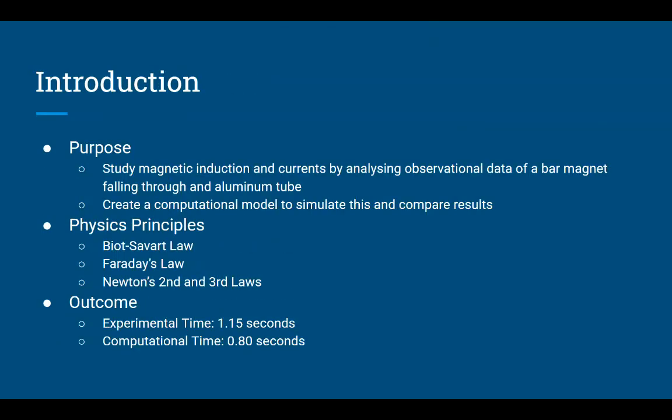So to start off, the purpose of this lab is to study the magnetic induction and currents by analyzing observational data of a bar magnet falling through an aluminum tube, and then create a computational model to simulate this and compare results. Our main physics principles in this lab are Biot-Savart law, Faraday's law, Newton's second and third laws, and the outcome is that the experimental time was 1.15 seconds, and the computational time is 0.8 seconds.